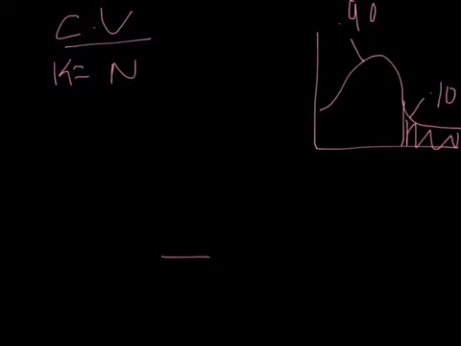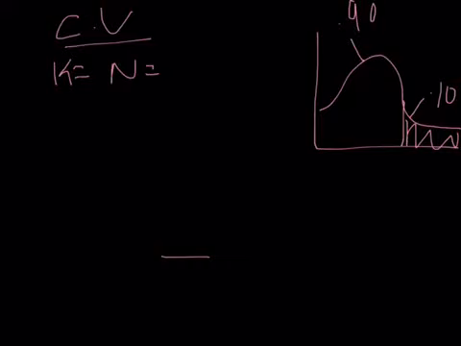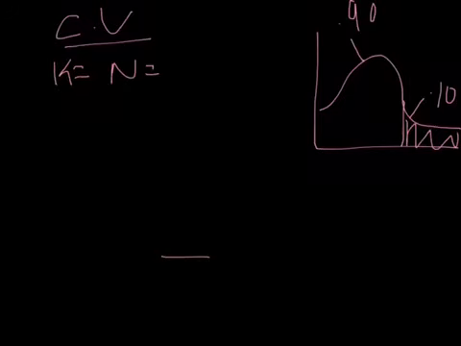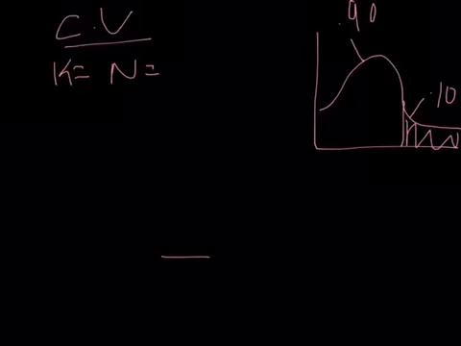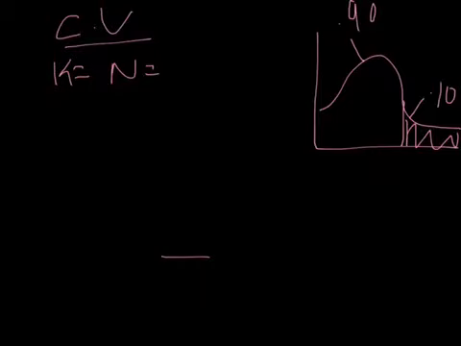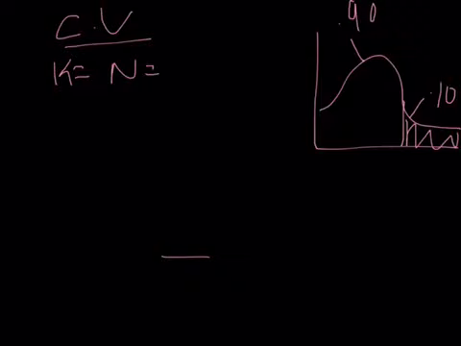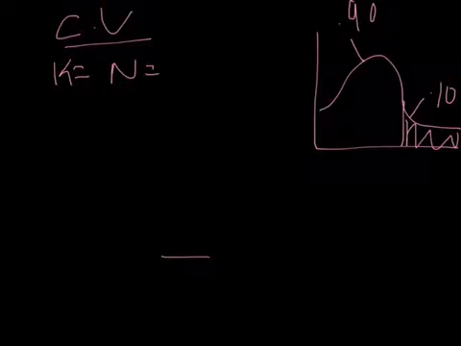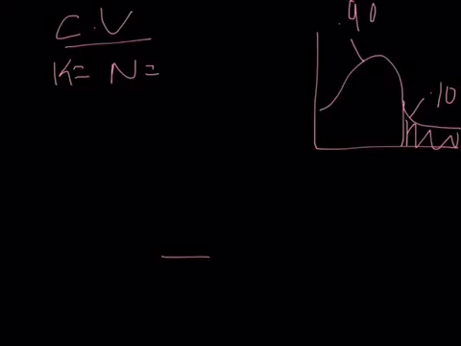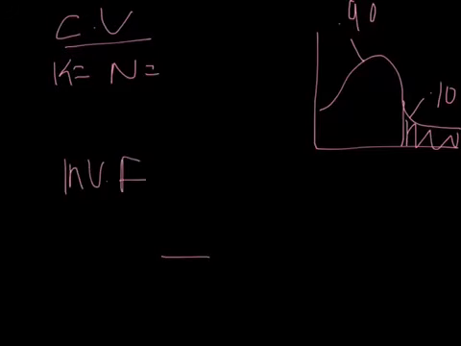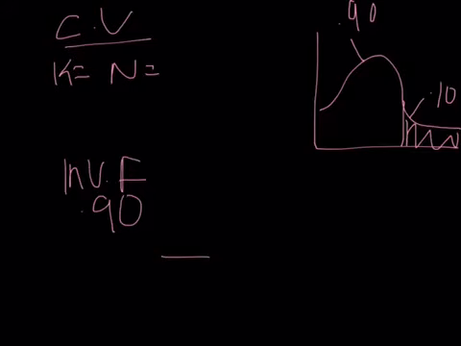And N is the number of numbers there are in a group, and so K is the number of groups. So K would be 4 groups, and then to fill in for CV, which would be inverse F, 0.90 for the area, and then you need the numerator and denominator.